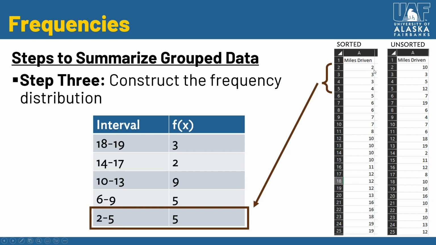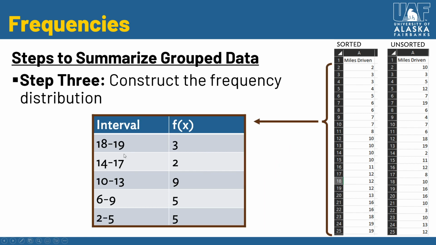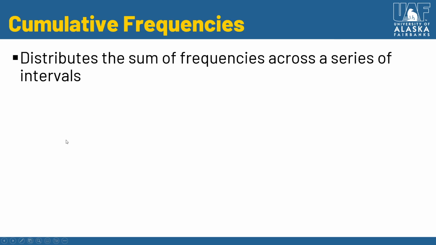Here's our sorted data. 1, 2, 3, 4, 5. Okay, 5 people fall in that interval. People that commute 6 to 9 miles, also 5. Right, so we can see 1, 2, 3, 4, 5. Yeah, my brackets are a little off there. But we can continue doing that, and this is the frequency distribution, right? So 9 people commuted 10 to 13 miles, so on and so forth, right? So that was the first step.